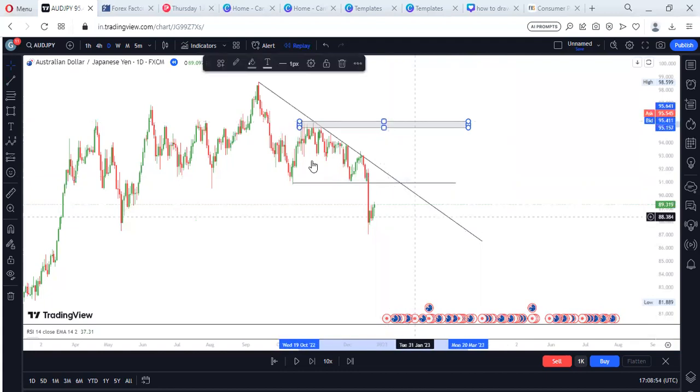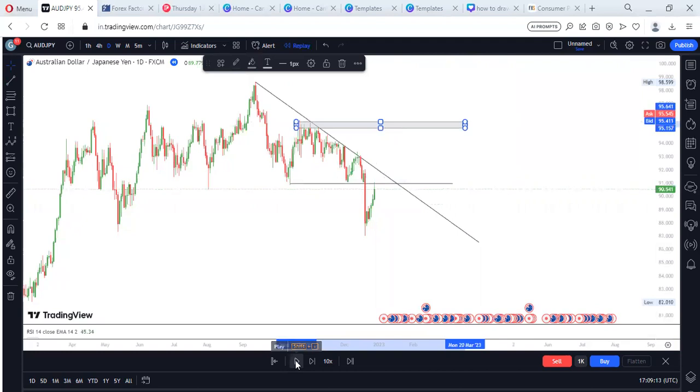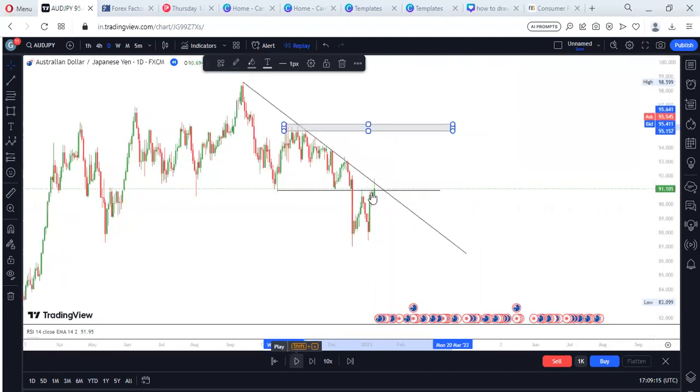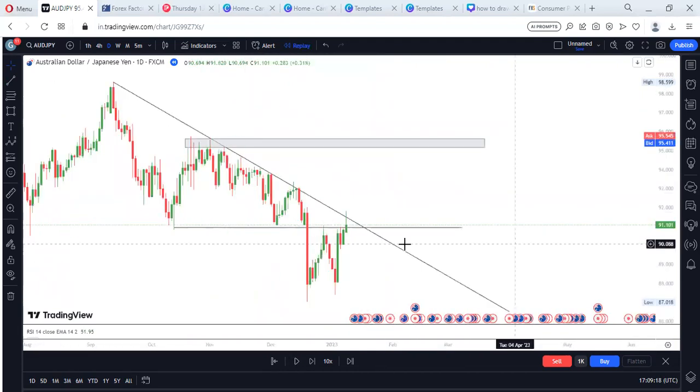So price might come around all this place and play around it, but as long as it doesn't break this high, we are still in a downtrend. So let's go. Price started coming. As you can see now, price touched this zone right here. I didn't take any trades. Now price is touching our trend line, as you can see.